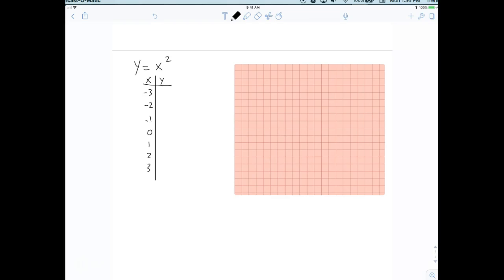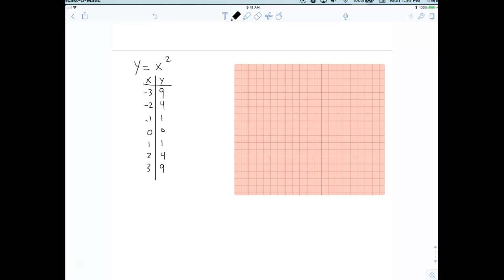So what is 0 squared? 0. What's 1 squared? 2 squared? 3 squared? Very good, guys. -1 squared is 1. -2 squared is 4. -3 squared is 9. There you have it. So those are the points we're going to plot.